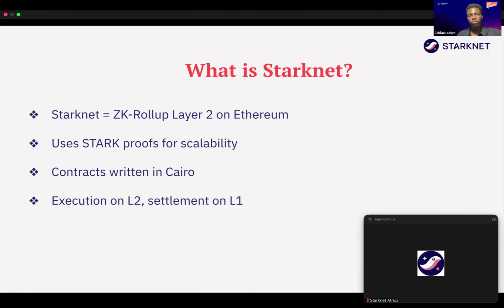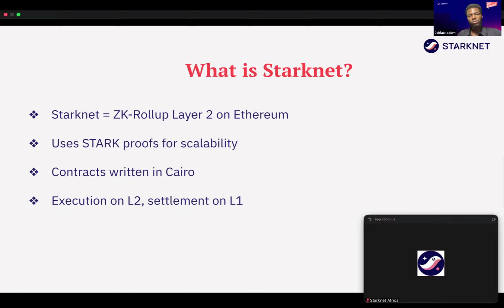So Starknet is the ZK rollup layer two on Ethereum. Why do you think we have Starknet? Starknet works as a layer two because of the issues with layer one, which is very expensive to run transactions on. This brings the idea of having layer twos, and we have different types of layer two. We have Starknet, we have Base, we have Lisk.